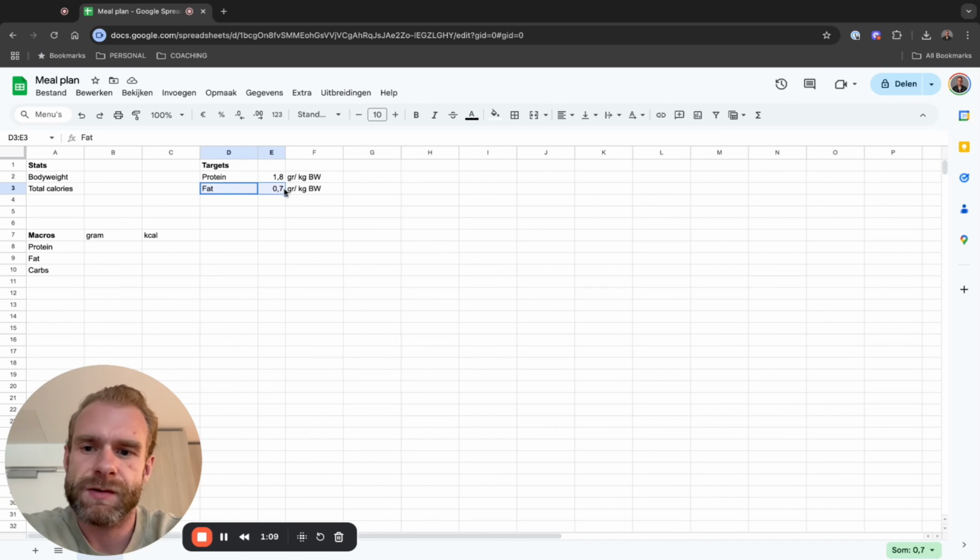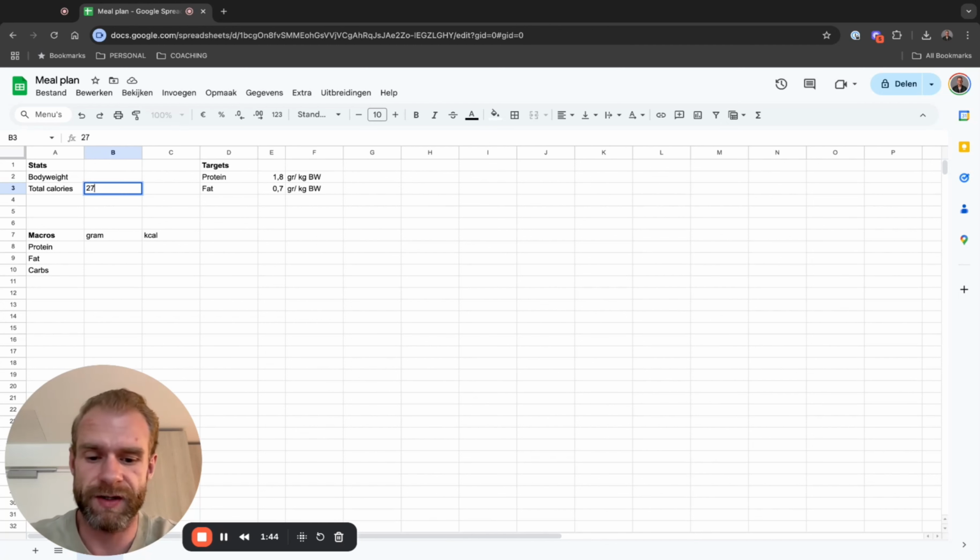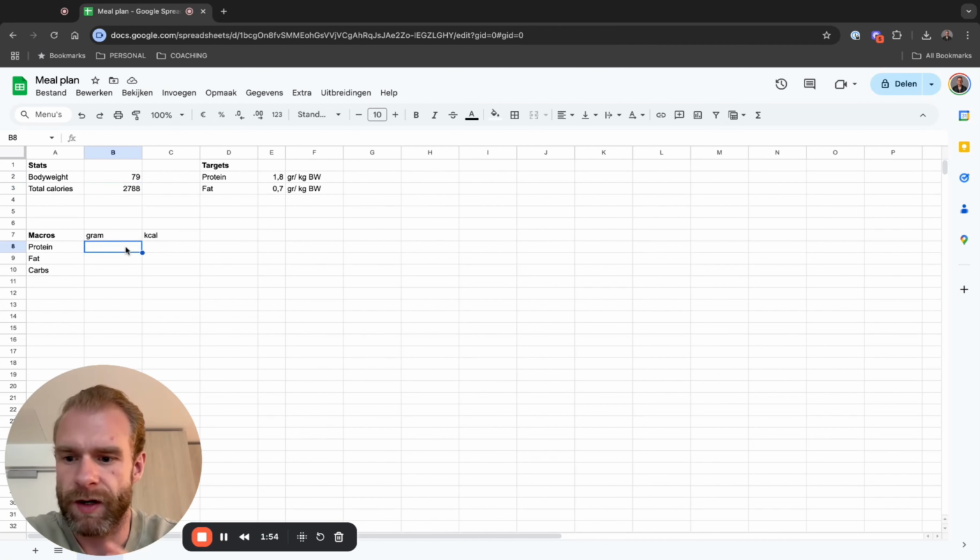And then we have our fats, which are an important macronutrient for your body, as they play a key role in hormone production, among other things. And we never want this to go below 0.7, so I've set it here at 0.7 grams per kilogram of body weight. So what we're going to do now is fill in your calorie target, which for me in this case was 2788, and my body weight is 79 kilos. So now we can calculate the proteins, the fats and carbs, in this order.